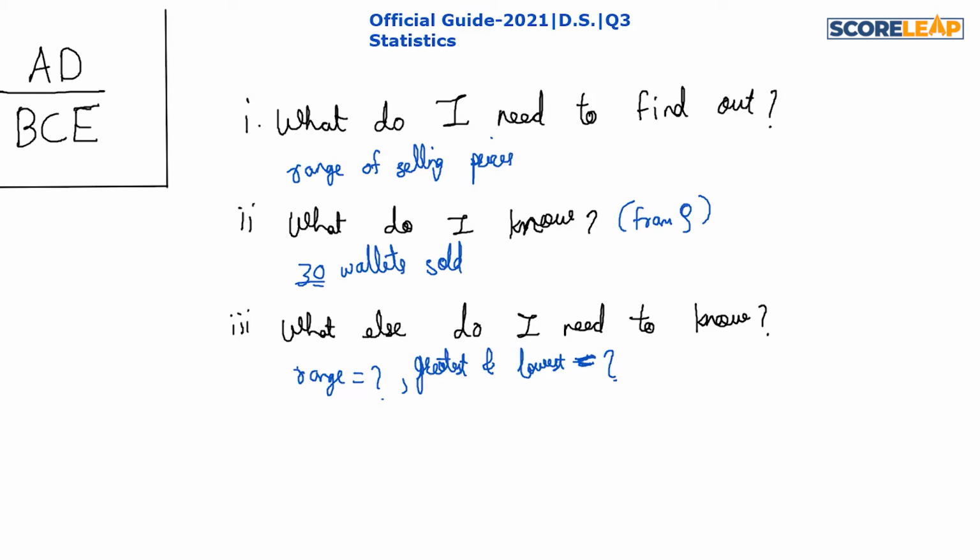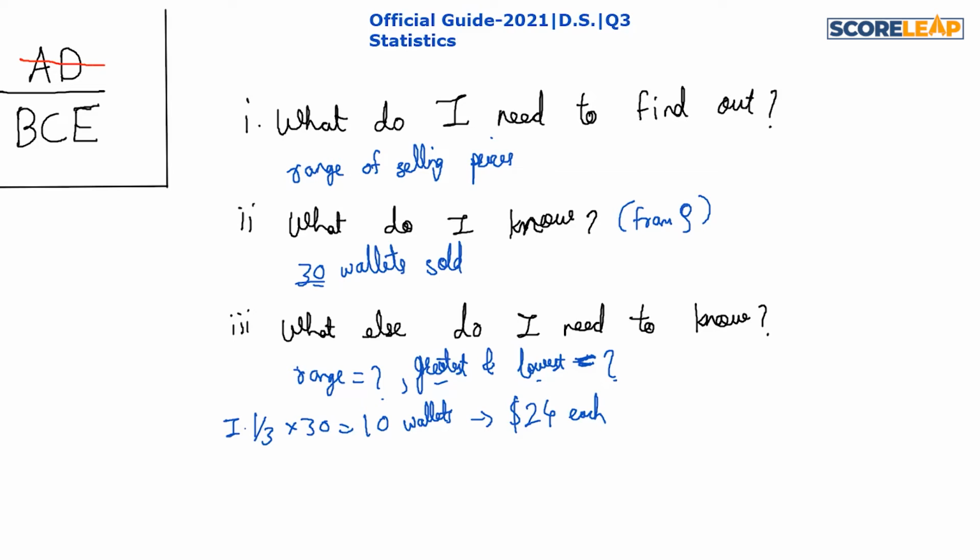So what does statement 1 say? That 1/3 of the wallets had a selling price of $24 each. So 1/3 of 30 is equal to 10. The 10 wallets had a selling price of $24 each. So this statement doesn't give us a range, neither does it give us the greatest or the lowest selling price of the wallets. So this statement here is not sufficient. When 1 is not sufficient, we just cut the options A and D.